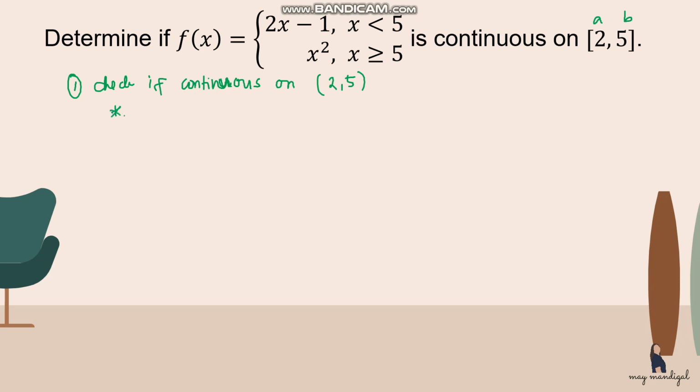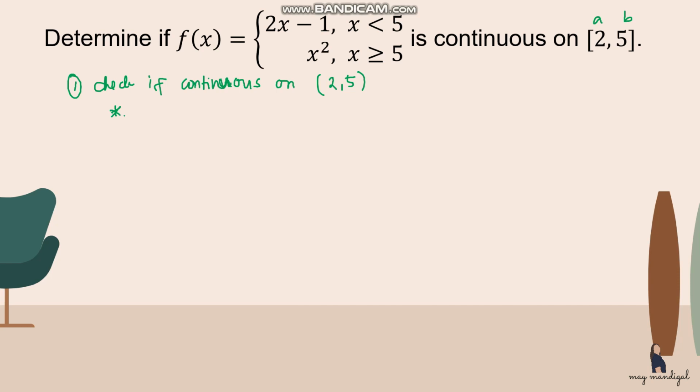Now to check, since this one is a piecewise function, we have to identify which sub-function to use. Since we have to check if it's continuous on the interval (2, 5), that means the values of x that we have to use should be from 2 to 5. But again, 5 is not included and also 2 is not included since it's an open interval. So what are the values from 2 to 5? We have 3, we have 4, we have 2.5, we have 4.5, and so on.